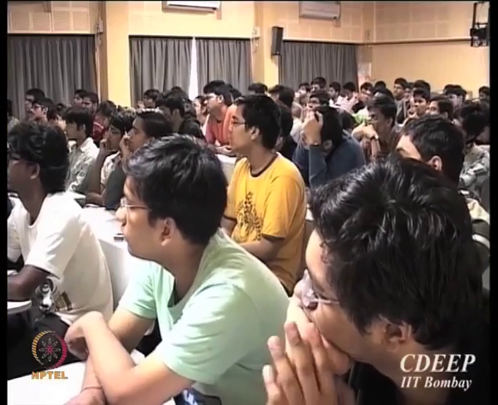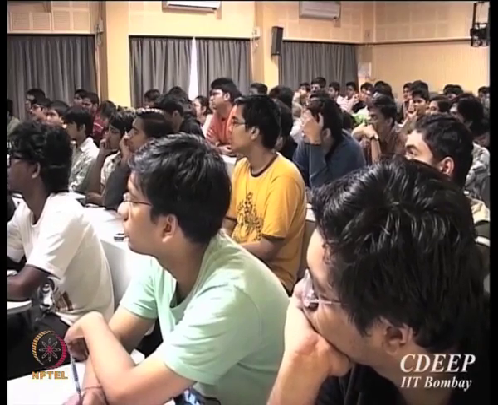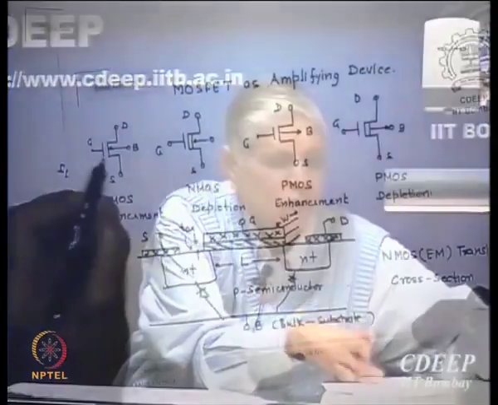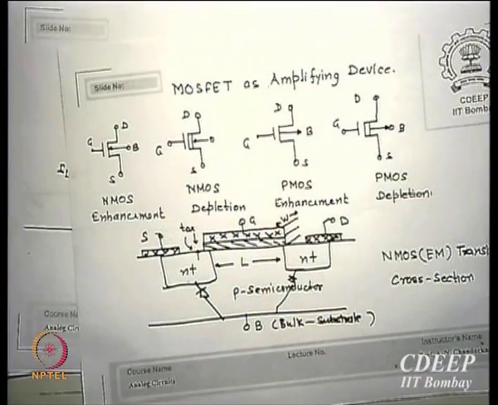MOSFET has the biggest advantage. What is this Rin? You see a MOS transistor. What is between the gate and the transistor bulk? Oxide, a large resistance, is that correct? Mega ohms, hundreds of mega ohms, which means its input impedance is extremely high. So MOSFET circuits are better because they can be directly connected. Otherwise, in bipolar, what will you have to do? You will have to put a block in between the two.